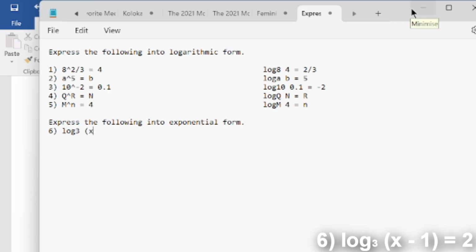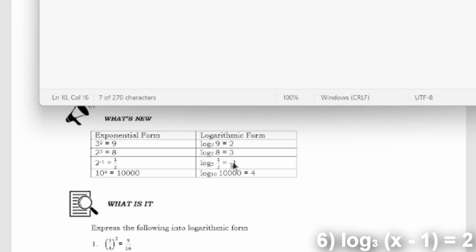Number 6: log 3 of the quantity of x minus 1 is equal to 2. I'm supposed to convert this into exponential form. So this 3 raised to x minus 1. No, wrong. 3 raised to 2 is what I mean. Now it will equal the quantity of x minus 1. I messed up on the quantity of x minus 1, but you have to always remember the middle number in the log form is the answer to its exponential form.